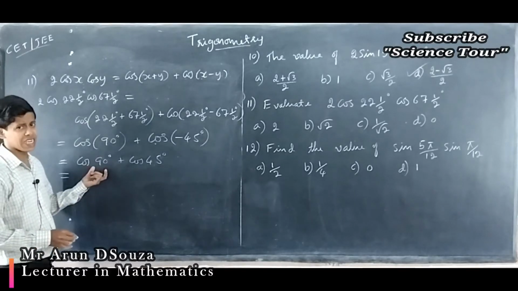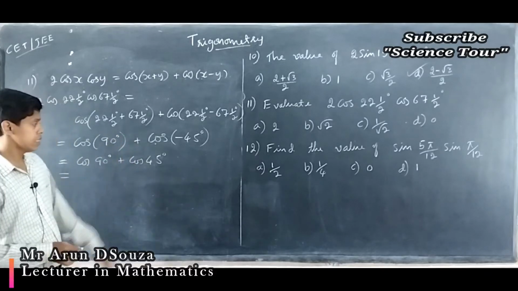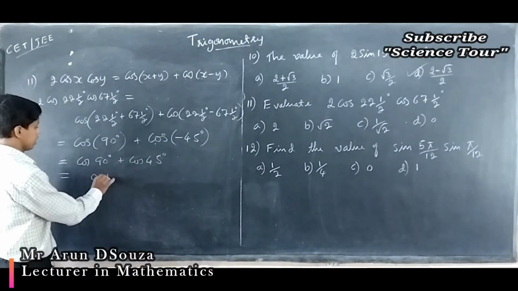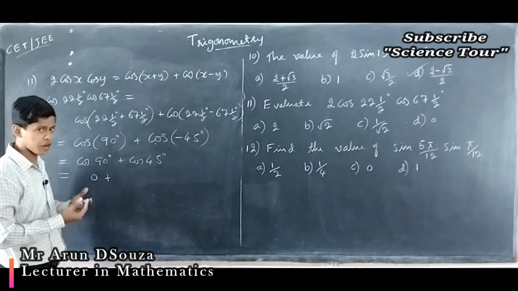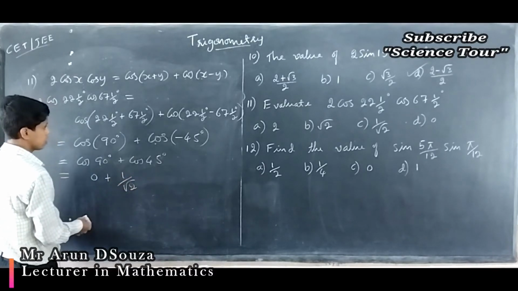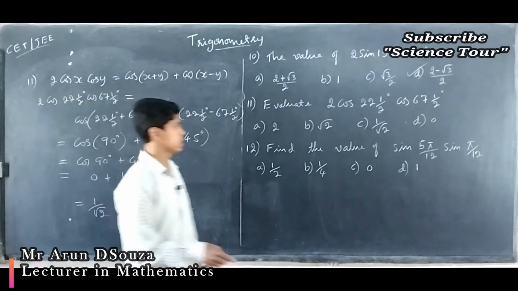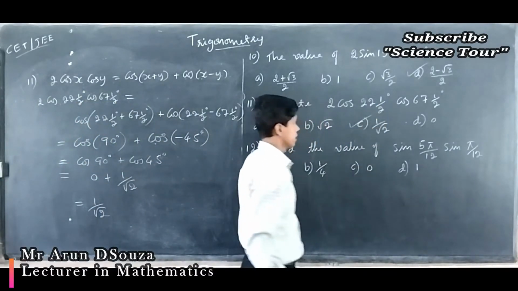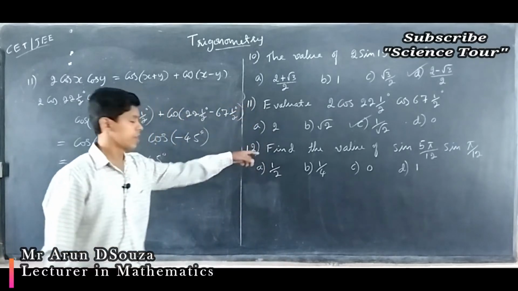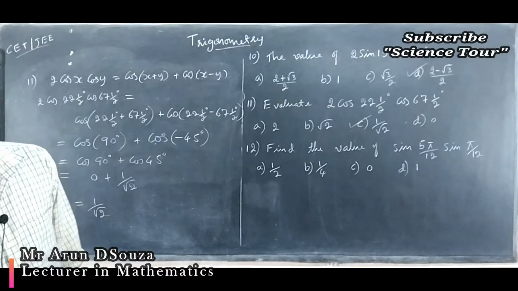Substitute the value of cos 90. Cos 0 is 1, cos 90 is 0, and cos 45, sin 45, you have got the same answer, 1 by root 2. So what is the answer? 1 by root 2. So 1 by root 2 is option C, and that completes question number 11. Let's move to the 12th question.